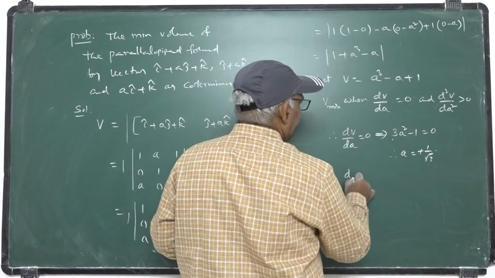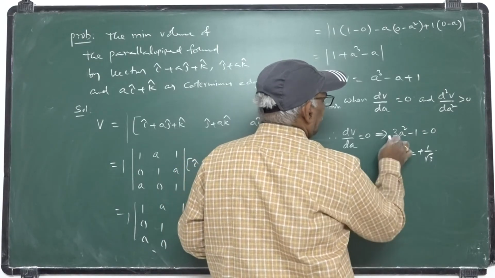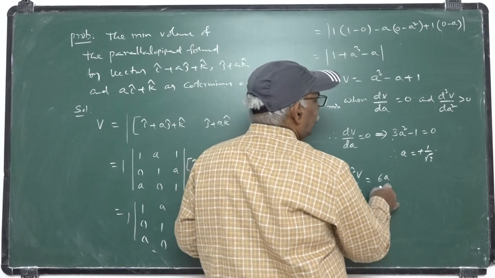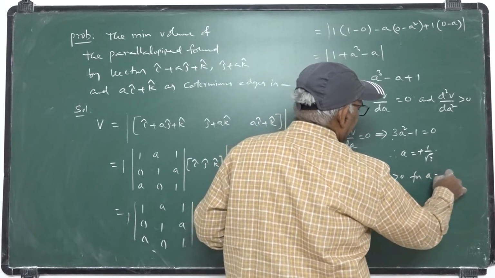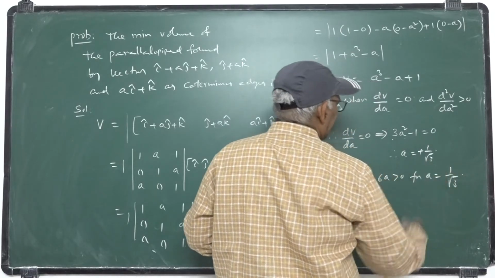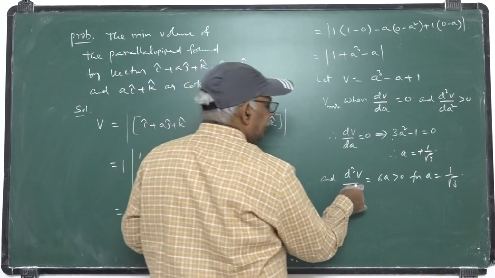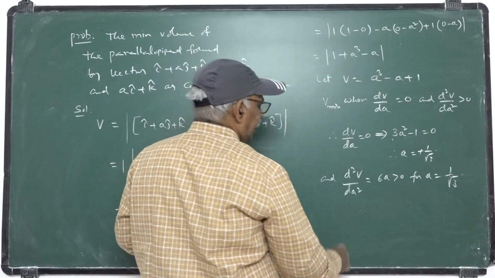And similarly, d square V by da square, again differentiating this one, we get 6a, which is positive for a taking the value 1 by root 3 clearly. So this is positive for a equal to positive only 1 by root 3.